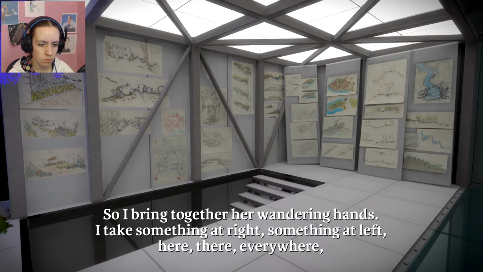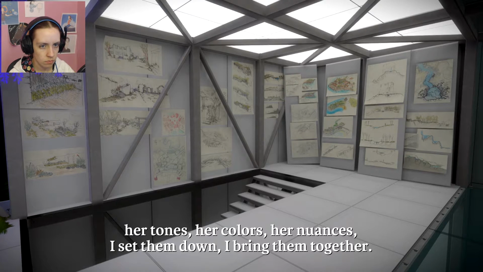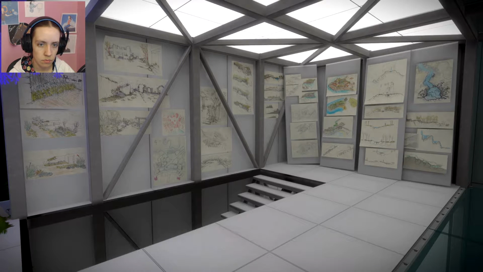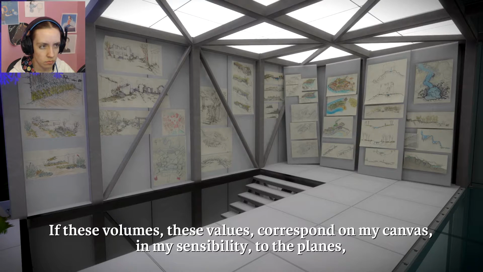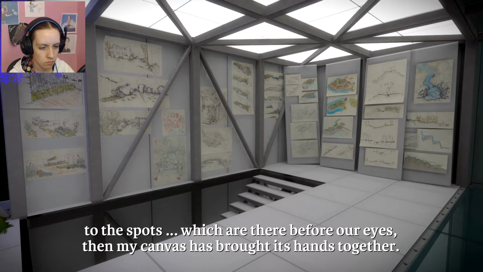So I bring together her wandering hands. I take something at right, something at left, here, there, everywhere. Her tones, her colors, her nuances. I set them down, I bring them together. They form lines, they become objects, rocks, trees, without my planning. They take on volume, value. If these volumes, these values, correspond on my canvas, in my sensibility, to the plains, to the spots which are there before our eyes, then my canvas has brought its hands together.